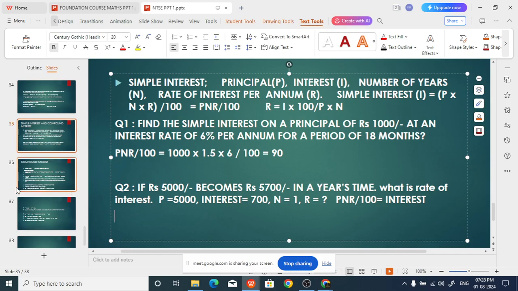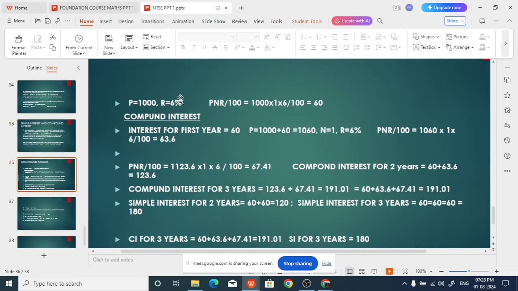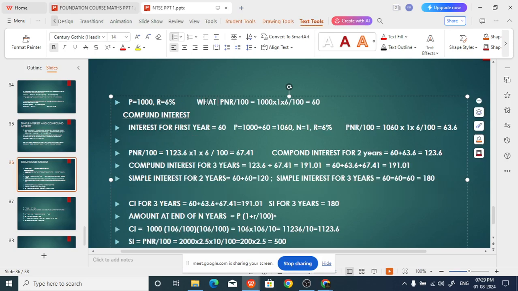Okay, let's go to one more problem. Compound interest means what? Okay, they've given P equal to 1000, R equal to 6%. Then they wanted to know what is the compound interest for 2 years. They are asking for 2 years.